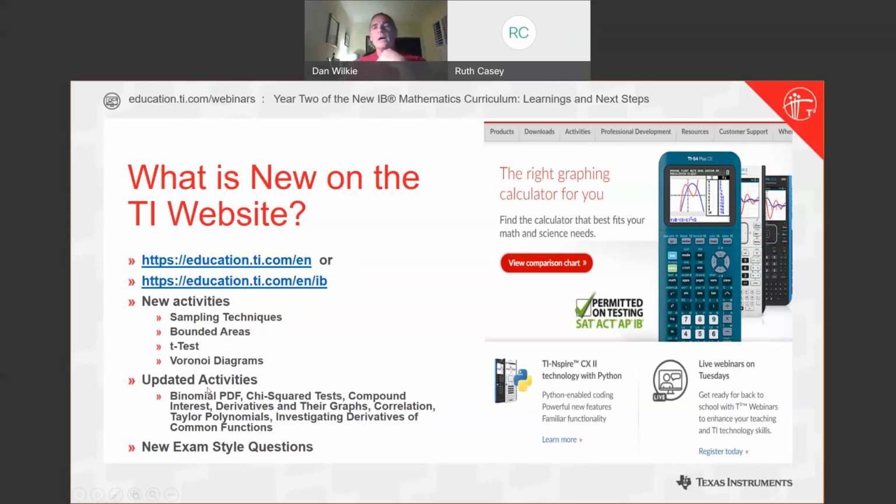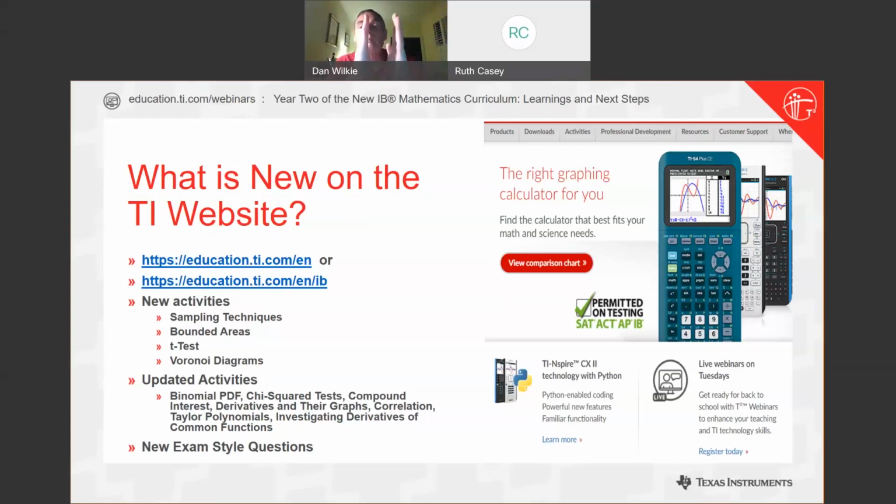And then I also updated activities. The updated activities were activities that were currently on the TI website that I decided needed a little IB nudge to them. And since TI has multiple variations of calculators, I made sure that if you're using the TI-84 or using the TI-Nspire, that the activities kind of meshed with one another.